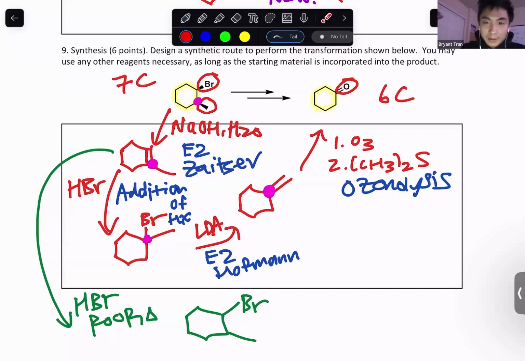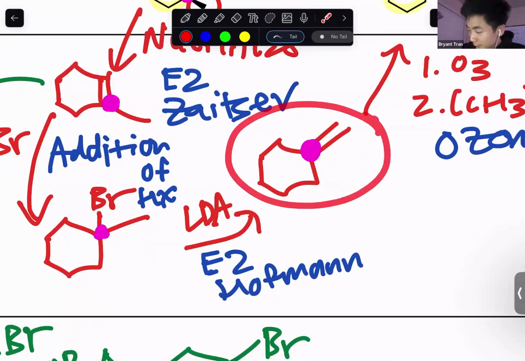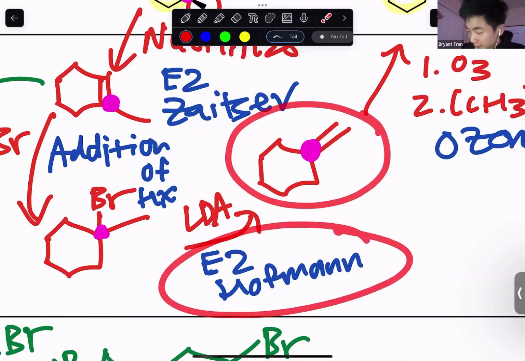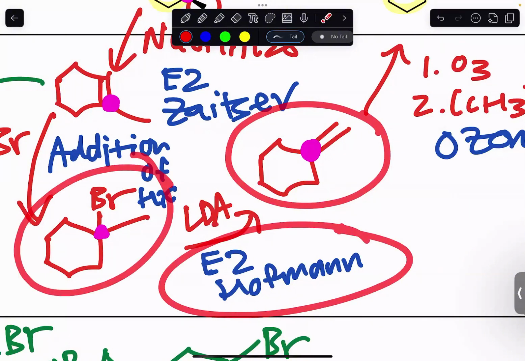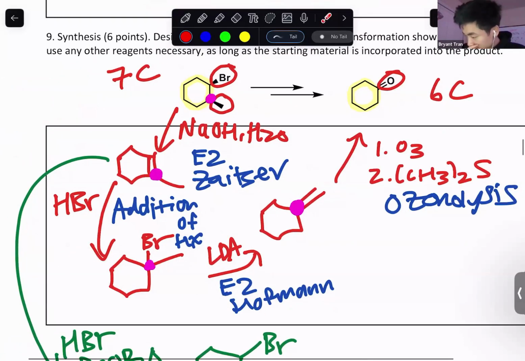Okay. Any questions on my thought process behind this synthesis problem here? I guess just like, how did you figure out to do E2 less substituted and then get the Br on there and then go from there? Oh, like from this alkene right here, how did I figure out how to go E2 Hoffman to go backwards to this intermediate? In the first part.